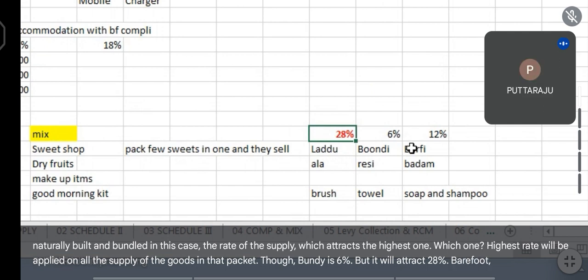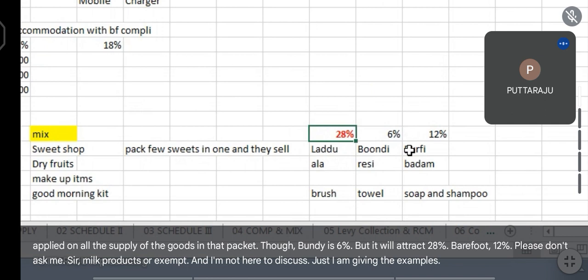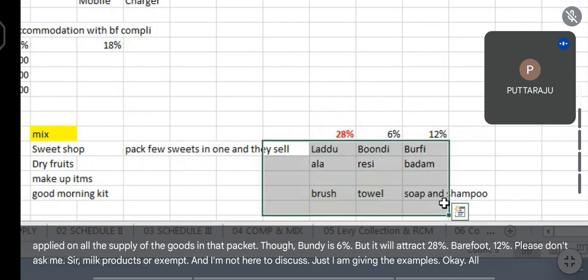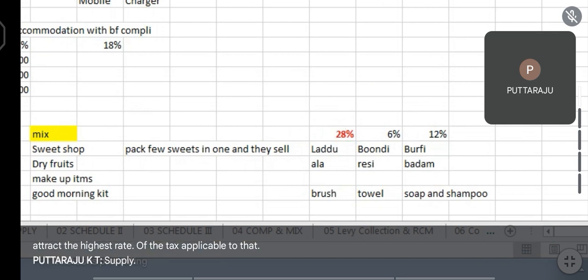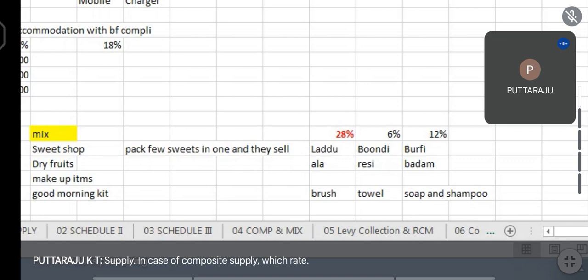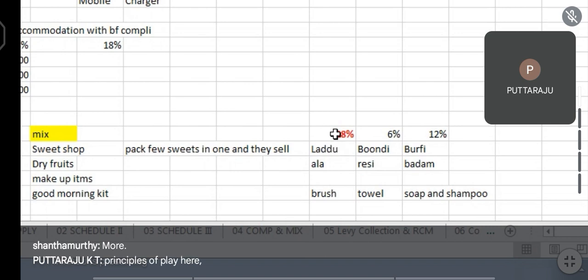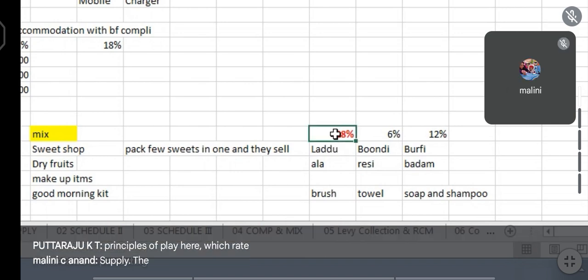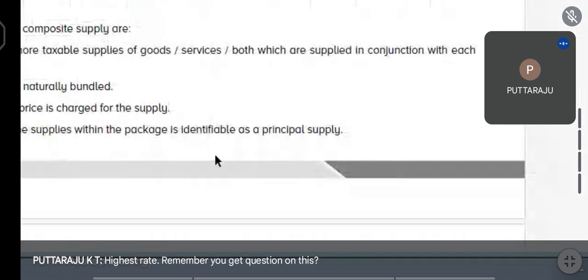Barfi 12%. Please don't ask me, sir, milk products are exempt. I am not here to discuss. Just I am giving the examples. Okay. All these things will attract the highest rate of the tax applicable to that supply. In case of composite supply, which rate? Principal supply. Here, which rate? The highest rate. Remember, you get question on this. Okay.